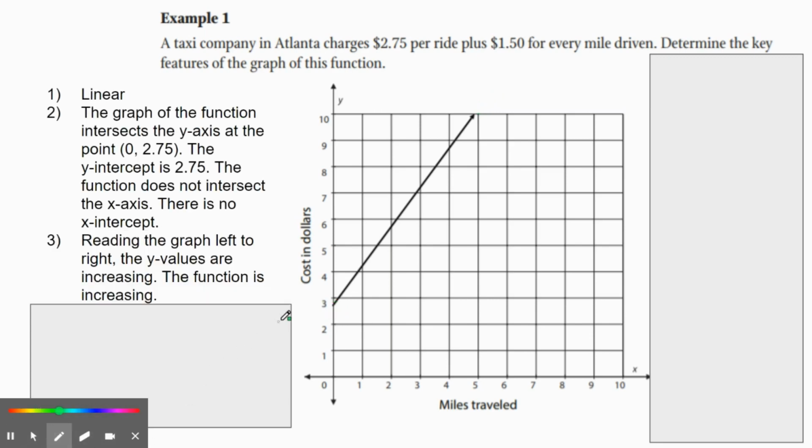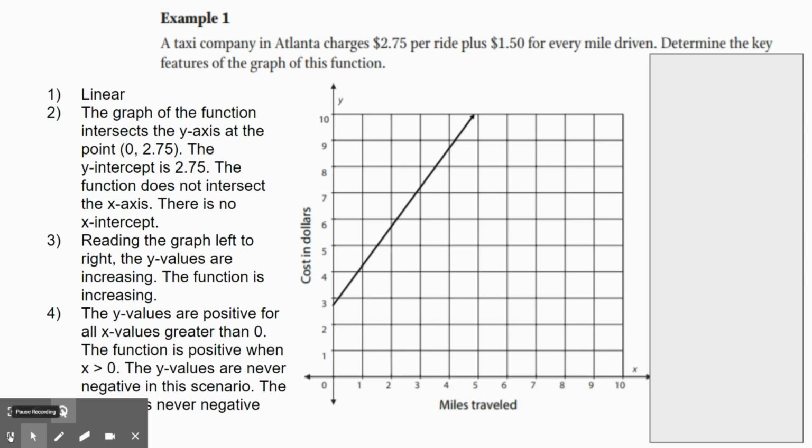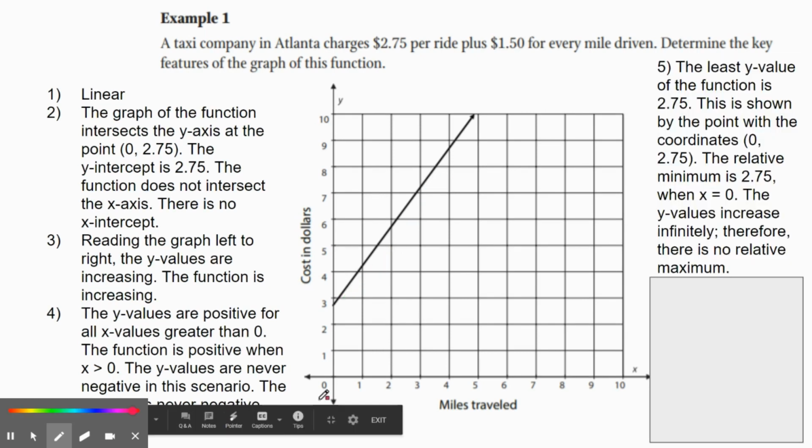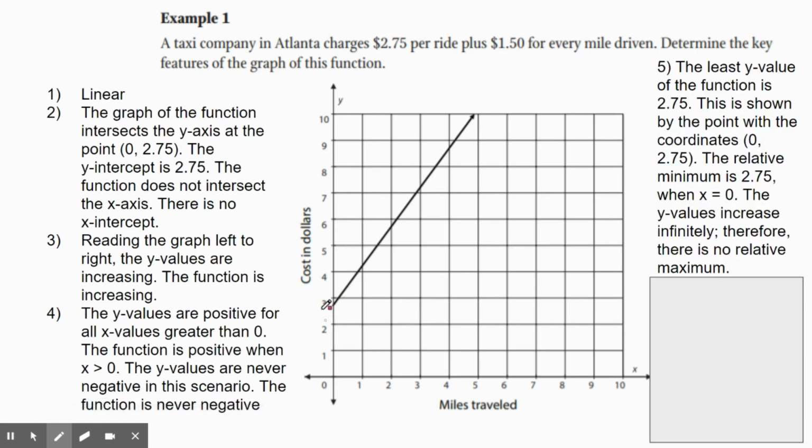Reading the graph left to right, the y values are increasing. This is a positive function because notice that all of the y values are positive. The least y value would be this point right here at 2.75. There is not going to be a maximum because theoretically this continues to infinity. But this has a relative minimum at 2.75.